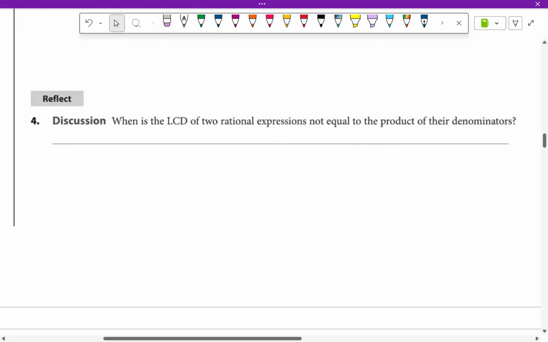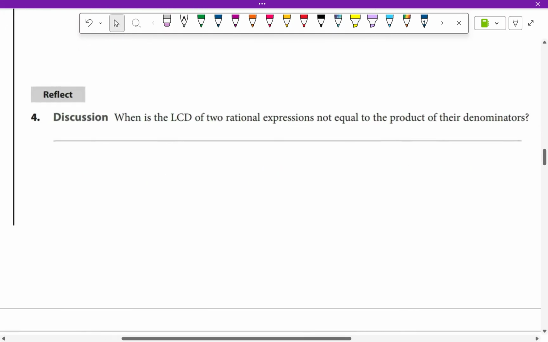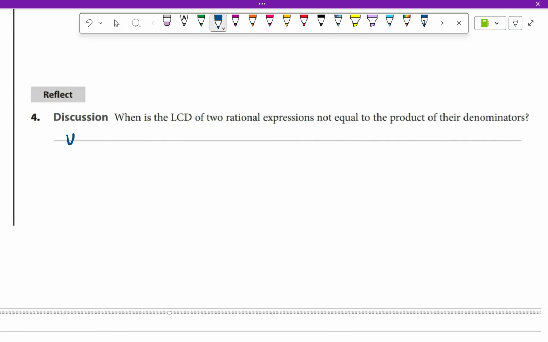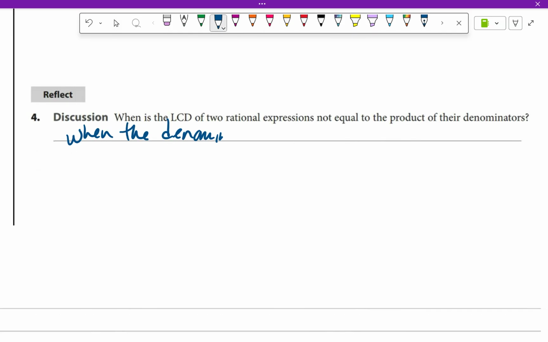All right, so let's write that down. That was a really good answer. When the denominators have a common factor. That says denominators have a common factor.